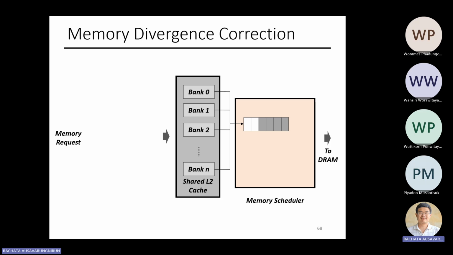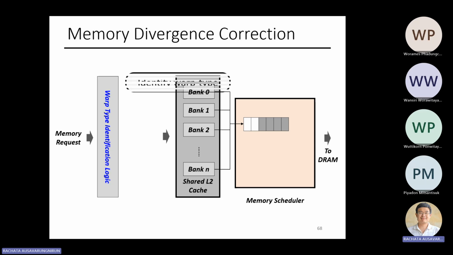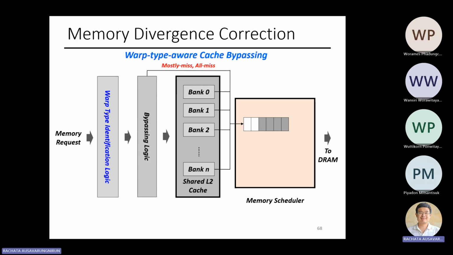So our proposal is called MEDIC, or memory divergence correction. First, profile and look at the warp type. Based on that, we have the bypassing logic: if you're mostly miss or all miss, you bypass the cache. No need to queue up in the cache. This gives you two benefits. First, the mostly miss and all miss do not have to wait in line in the cache. Second, there are fewer people in the cache, so the line is smaller. So everyone benefits from it.